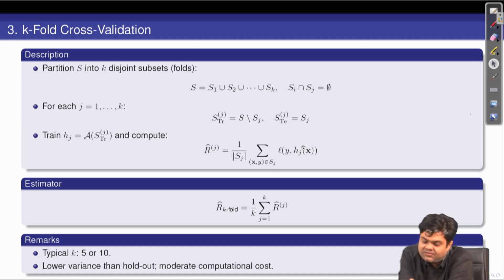So, calculate the loss function on that and take the average over all the data points in the jth block, and then take the sum of all these errors. There will be k such terms, because you are breaking into k parts, and take 1 over k. So, this is your k-fold cross validation. So, moderate computational cost compared to leave one out.